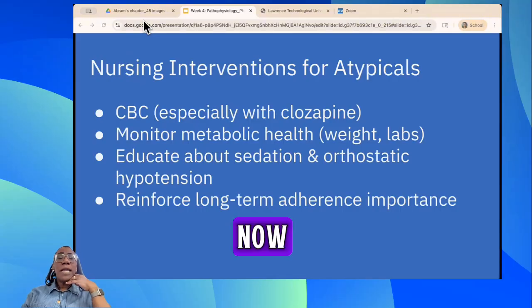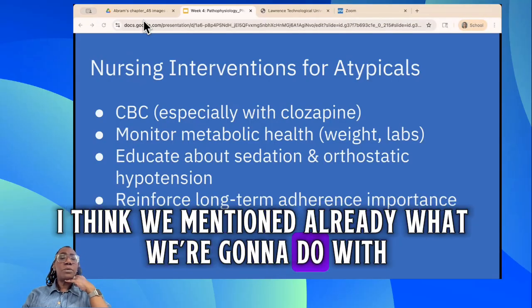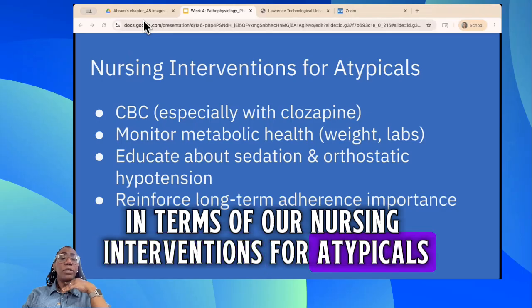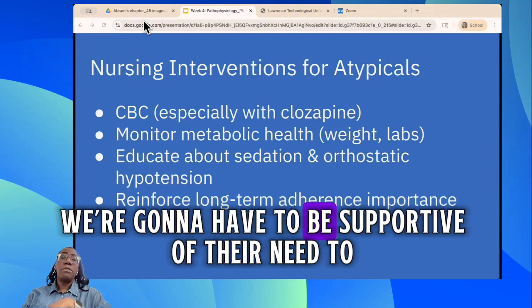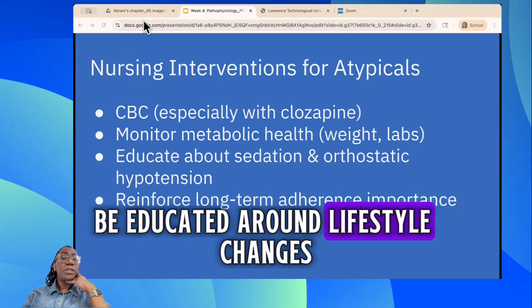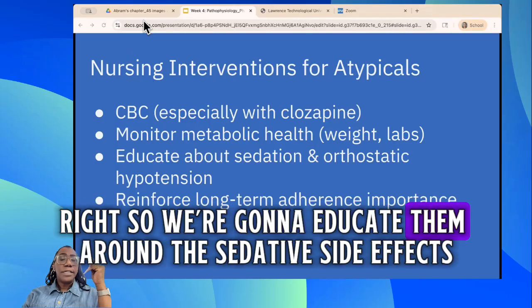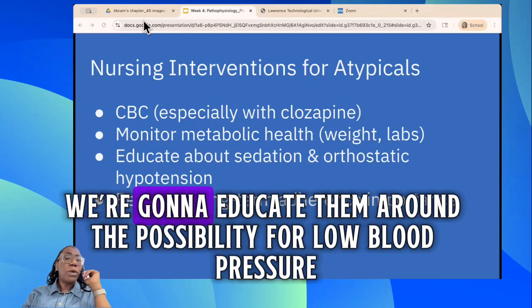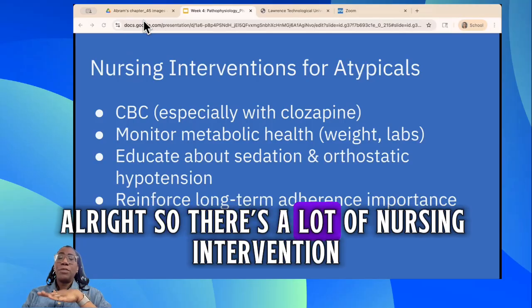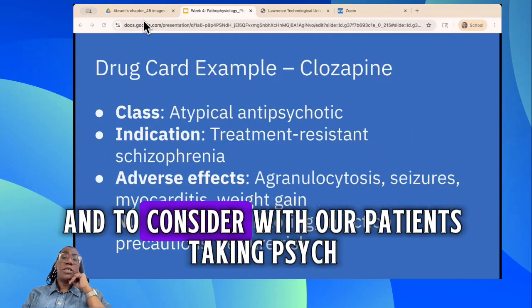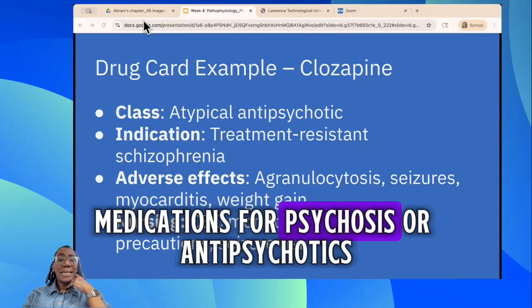Now, I think we mentioned already what we're going to do in terms of our nursing interventions for atypicals. All right, we're going to reinforce long-term adherence, and in order to do that, we're going to have to be supportive of their need to be educated around lifestyle changes, right? So we're going to educate them around the sedative side effects. We're going to educate them around the possibility for low blood pressure when they're standing. All right, so there's a lot of nursing intervention to consider with our patients taking psych medications for psychosis or antipsychotics.